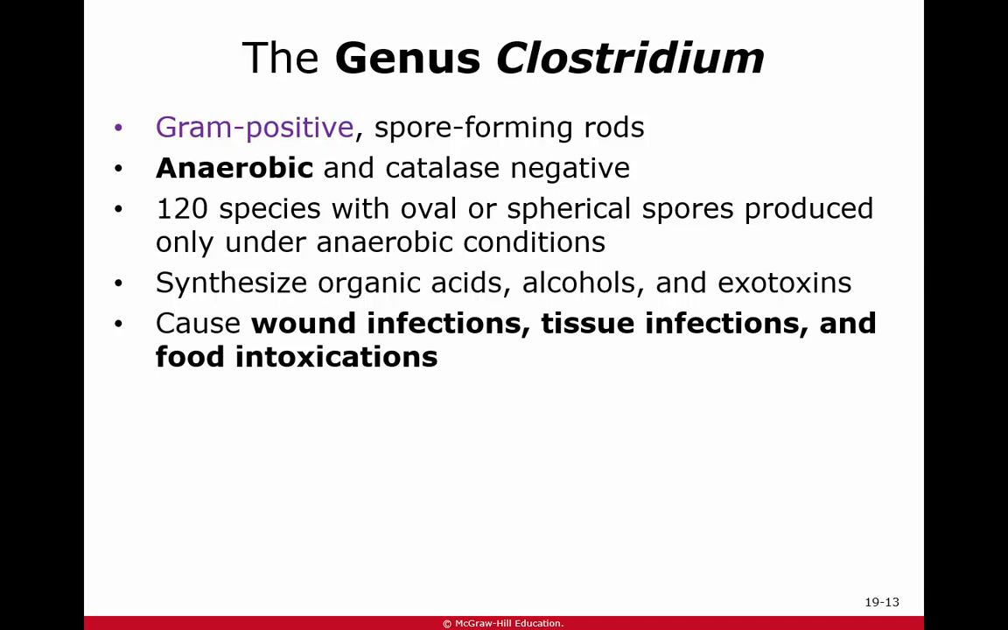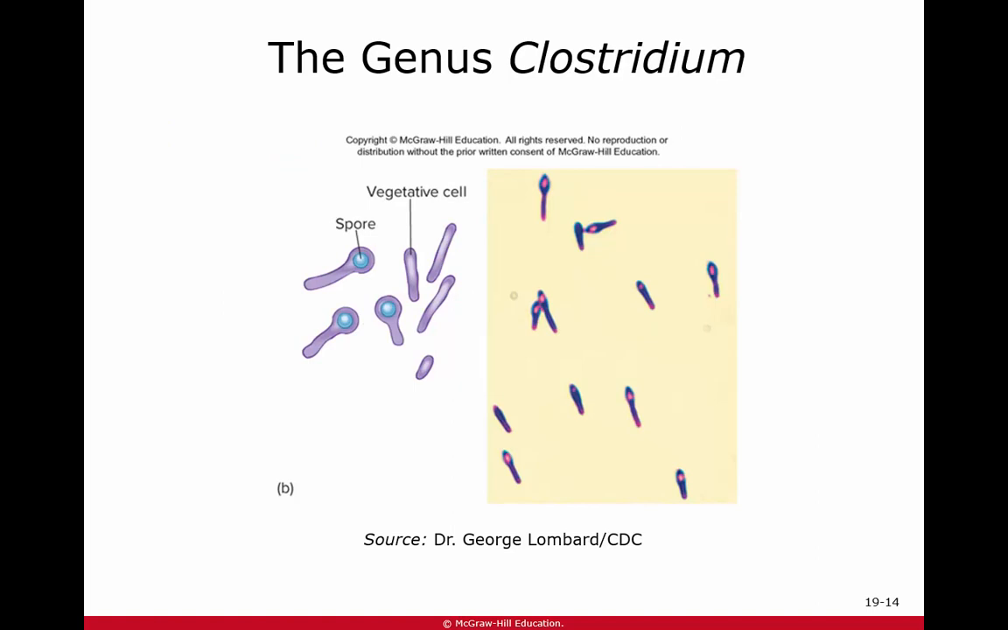All right, so what about the genus Clostridium? Well, we know that these too are gram-positive. But instead of being aerobic, these are anaerobic and catalase negative. And because they are anaerobic, notice it says spores are produced only under anaerobic conditions. So these are going to undergo a kind of fermentation or anaerobic respiration. They're going to form organic acids, alcohols, and exotoxins. Typically we see this in wound infections, tissue infections, and food intoxications as well. So again, you see the spore in Clostridium just like you did with Bacillus.